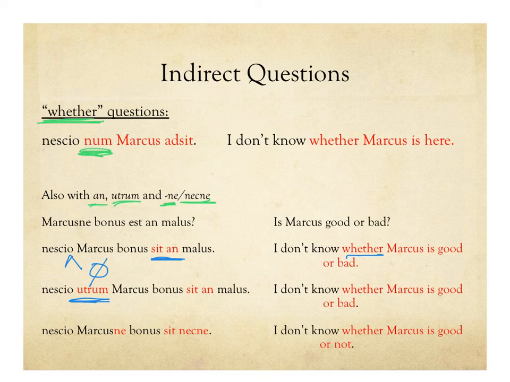Nescio utrum Marcus bonus sit an malus. I don't know whether Marcus is good or bad. You can see the translation's no different. It's just that sometimes you have the utrum and sometimes you don't.